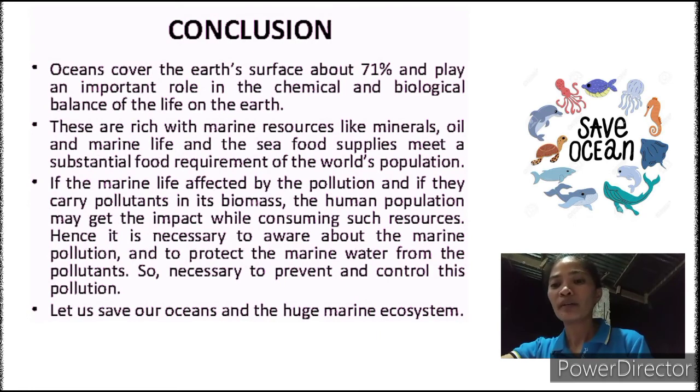Oceans cover about 71% of the Earth's surface and play an important role in the chemical and biological balance of life on Earth. There are rich marine resources like minerals, oil, and marine life, and the seafood supplies meet the substantial food requirements of the world's population. If marine life is affected by pollution and carries pollutants in its biomass, the human population may get the impact while consuming such resources.